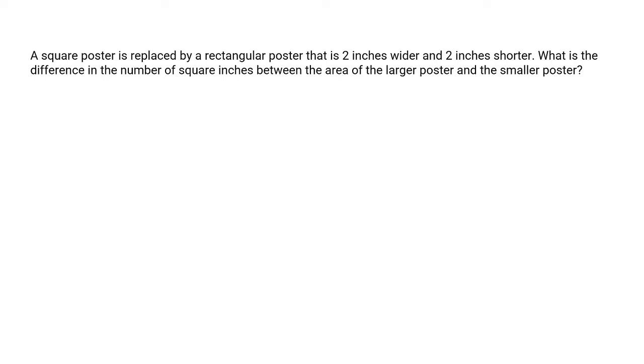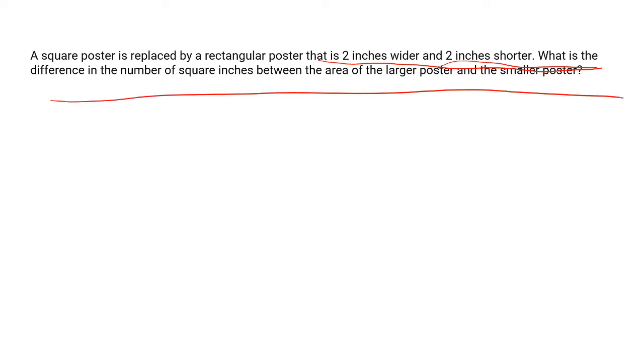A square poster is replaced by a rectangular poster that is 2 inches wider and 2 inches shorter. What is the difference in the number of square inches between the area of the larger poster and the smaller poster? So it's 2 inches wider and 2 inches shorter. Essentially the width is increasing and the height is decreasing. And what is the difference of the area? Okay, so we're finding the difference of area.